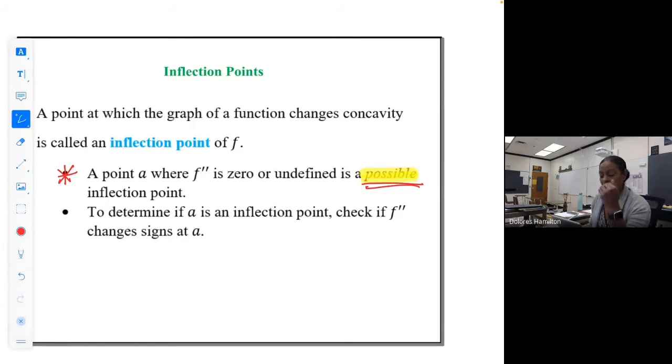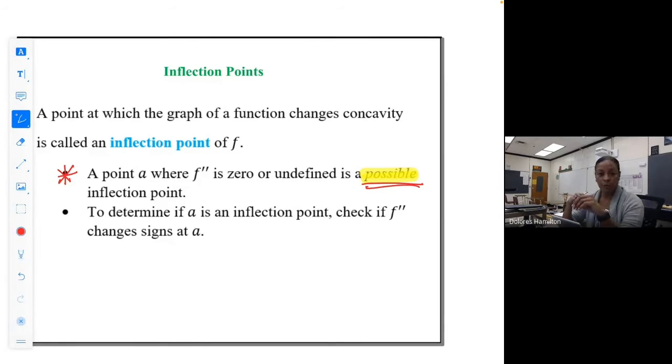So if our graph is f, we're going to take f prime and then take its derivative, f double prime. We're going to locate those zeros algebraically. Second is similar to what we did in our first derivative test: we're going to use a number line to determine if those points are in fact inflection points.